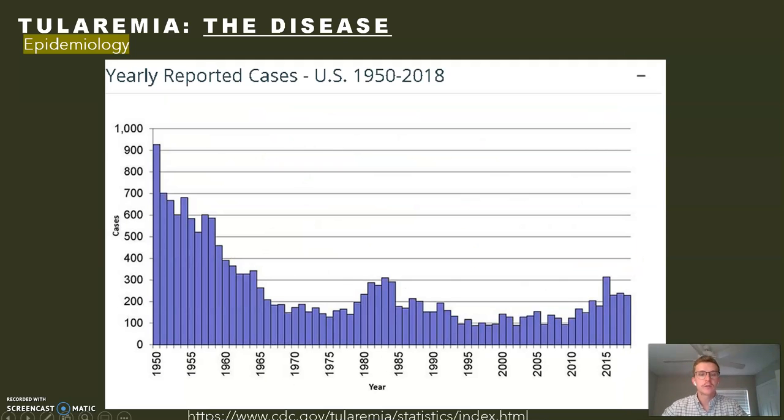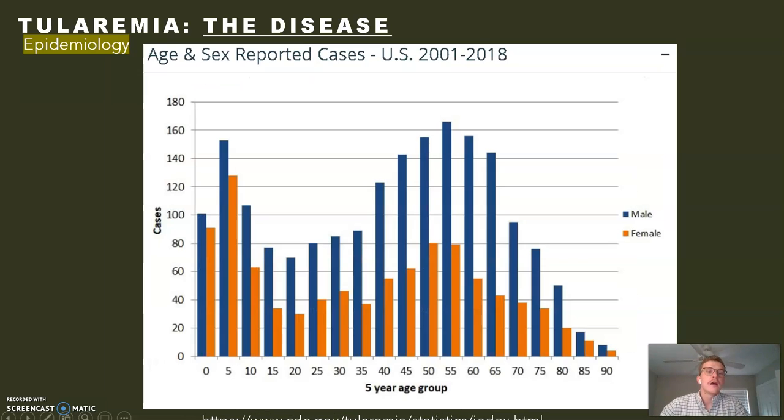And so some of the yearly reported cases, again, average 200 cases per year in the United States between 1950 and 2018. From the 70s up to 2015 is when we see that average. Beforehand, the cases were very, very high in the 50s. Not sure why that is. It could be that people were just diagnosing certain things, maybe not confirming that it was in fact tularemia. And so it happens more in males than it does in females.